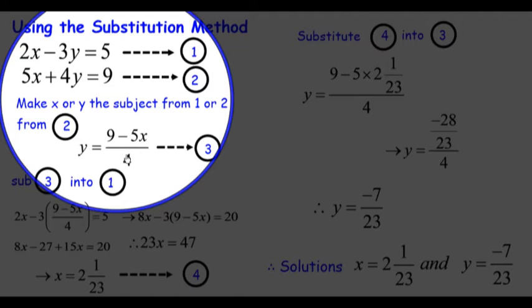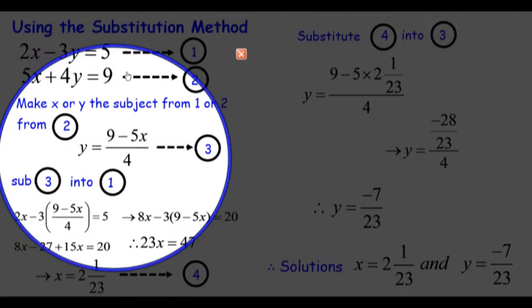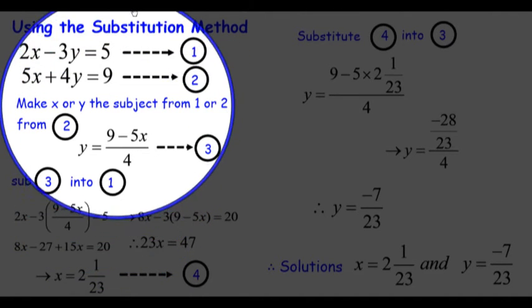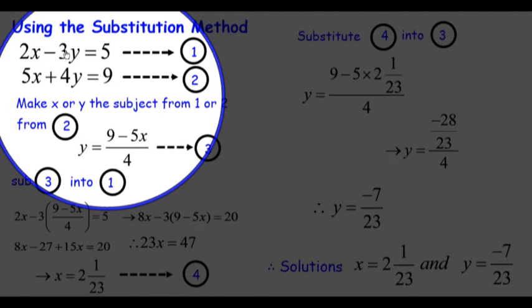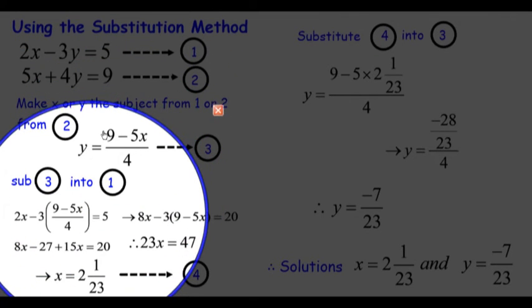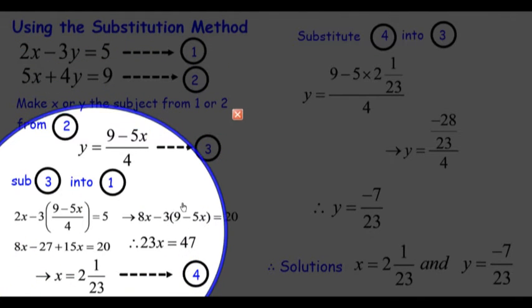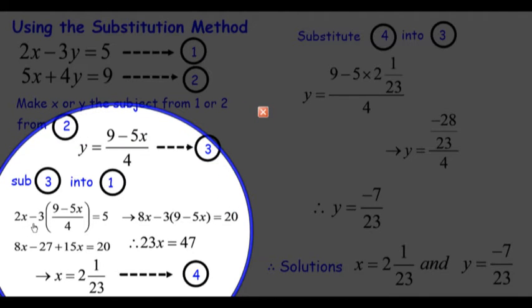an expression for y in terms of x, and then I substitute it into equation number 1, the 2x minus 3 lots of y, which we know is this value here, equals 5, and we try and solve it for x. This does involve a little bit of mucking around and a few equations. You can see here 2x minus 3 lots of y equals 5, multiply by 4, you get 20 over here, clear the 4, 2 fours are 8x, multiply out, collect like terms, eventually you get 23x equals 47, and that gives us x is equal to 2 and 1 on 23, which is equation 4.